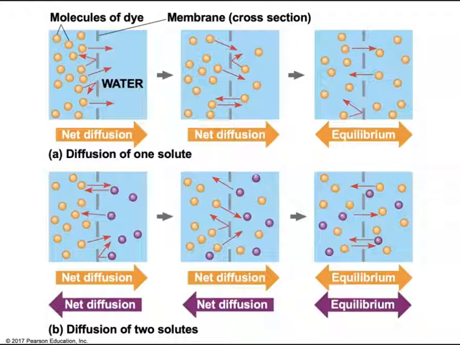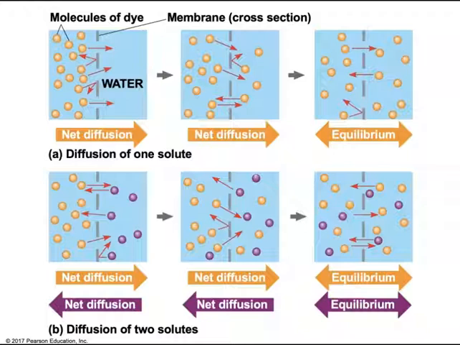In the middle top image, there is diffusion going both ways, but the overall net diffusion is still to the right. The molecules want to spread out, and there are more on the left, pushing the net diffusion to the right. In the image on the top right, we see this solution has reached equilibrium. Equilibrium does not mean equal concentration. Equilibrium means equal rates of diffusion. In other words, just as many yellow molecules are moving to the right as to the left.